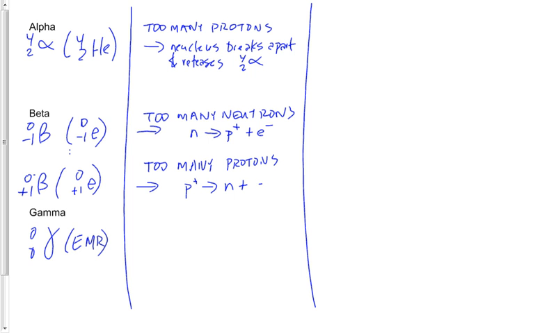Can't be an electron. That wouldn't make any sense, right? Neutral and negative makes negative. It has to be neutral and positive makes positive. Change into a neutron and a positron. The positron leaves, just like the electron left. The neutron stays behind because neutrons are allowed in the nucleus club. It's the electron and the positron that leave.